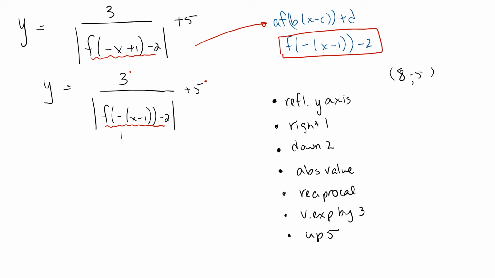And the first step is the negative there, which is a reflection in the y-axis. So that means that the positive 8 becomes negative 8. Then you're going to go minus 1, x minus 1 means right 1. So that's negative 7, negative 5. This is down 2. So negative 7, negative 7. So now I've done everything inside the absolute value, in other words, inside the brackets.